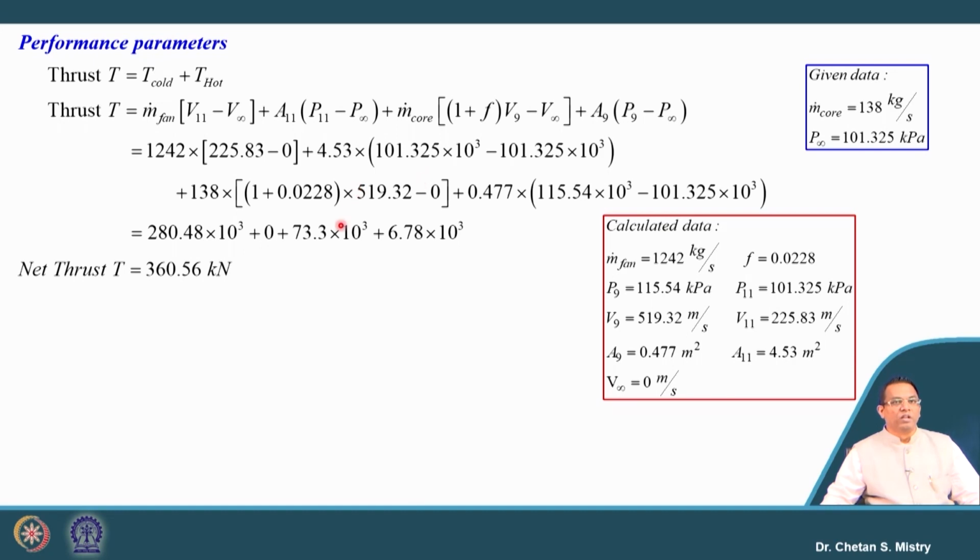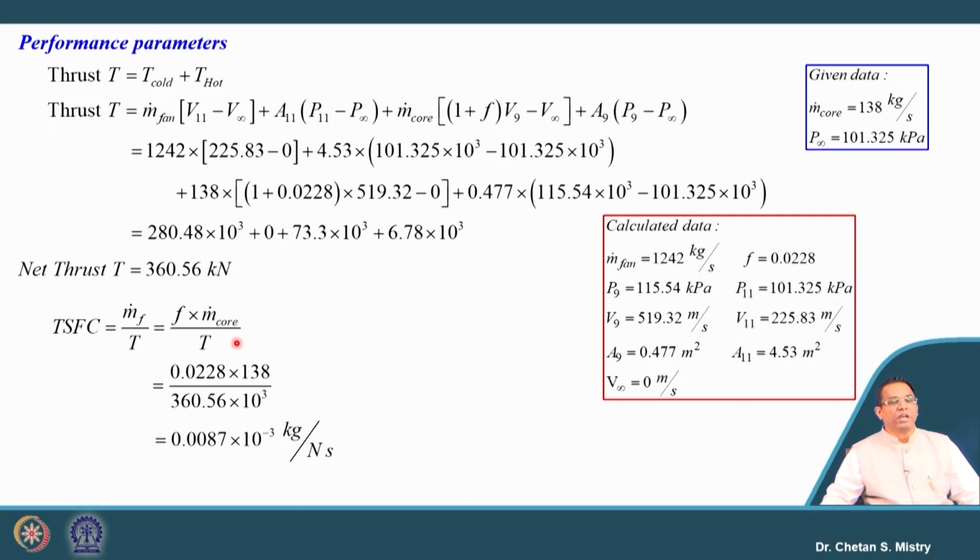Now, next we want to calculate our thrust specific fuel consumption. This thrust specific fuel consumption is F into m dot core divided by thrust, and if we do this, it says my thrust specific fuel consumption is coming to be 0.0087 gram per Newton second.